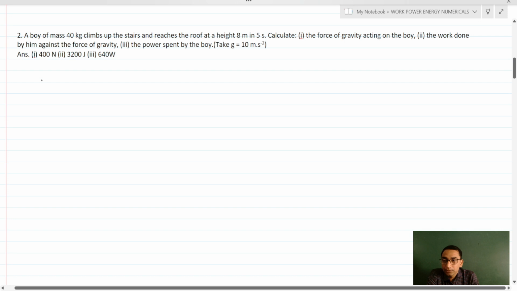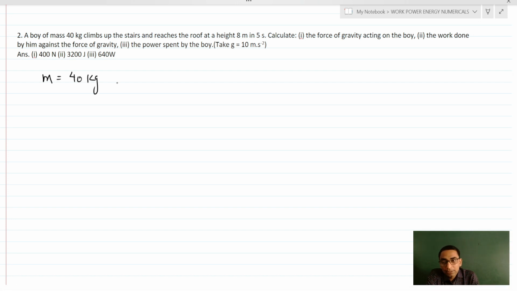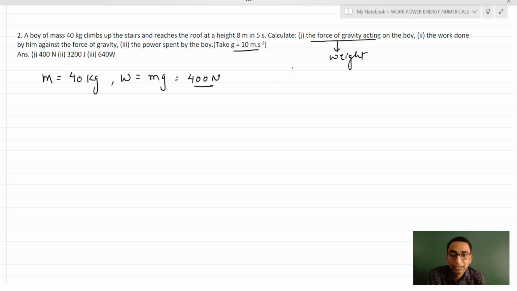A boy of mass 40 kilograms. So this is 40 kg. That means the weight of this person is going to be mg, and here we are being clearly told that g is 10. So 40 into 10, so this is 400 Newton, that is the weight of the boy. Calculate the force of gravity. So the force of gravity itself is the weight that we just now calculated as 400 Newtons, right?